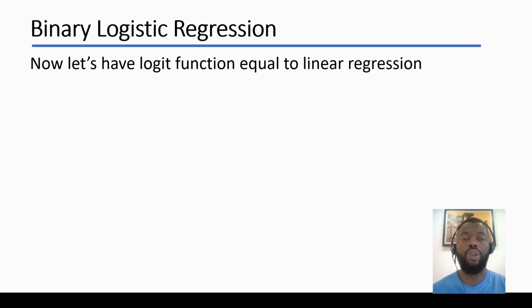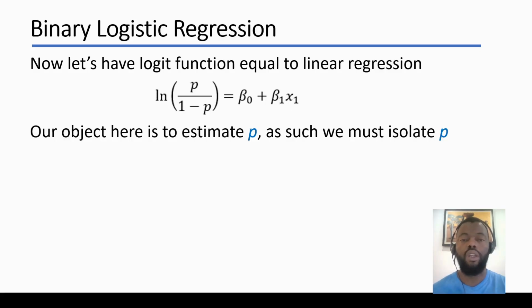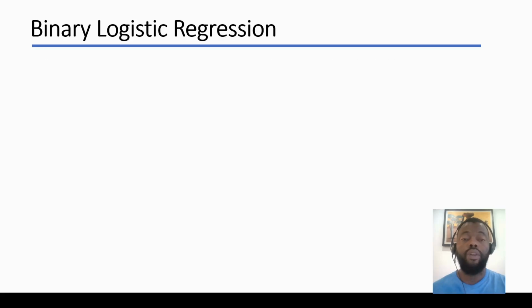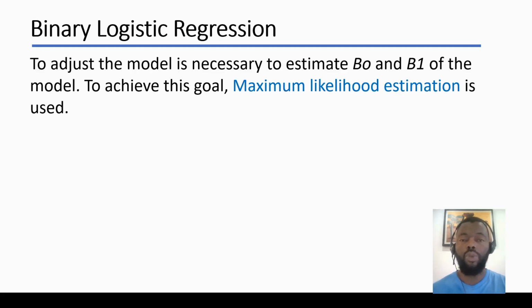To get to the binary logistic function, we apply the natural log of p divided by 1 minus p to the linear regression. The objective is to estimate p. After this, we can have the estimate of p. Also, to adjust this model it is necessary to estimate the b0 and b1 coefficients of the model. To achieve this goal, we use maximum likelihood estimation.